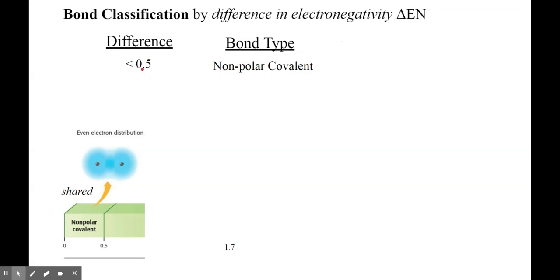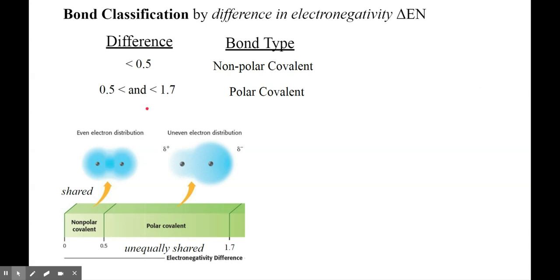So if the difference of the two is less than 0.5, we can go ahead and say it's nonpolar. And so you have an even distribution. So this is a very mutual sharing of electrons. That's what we call a covalent bond.